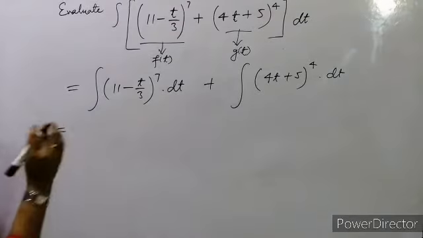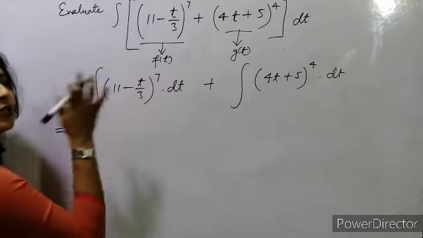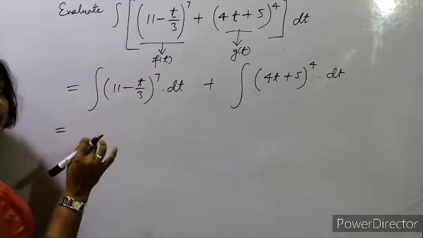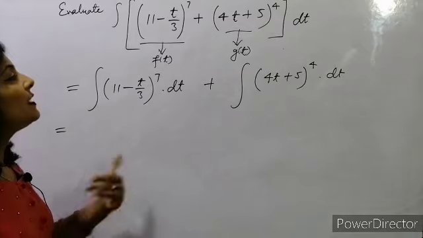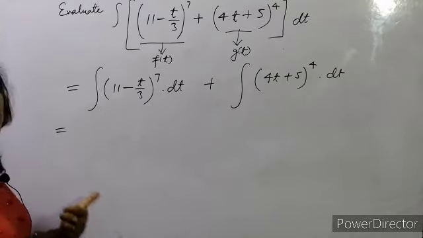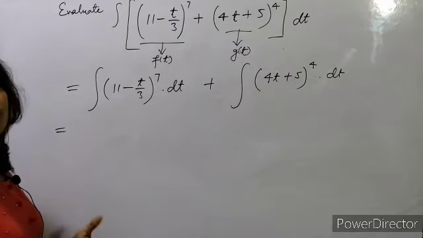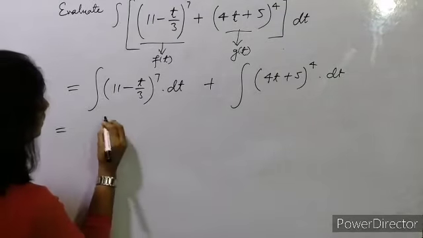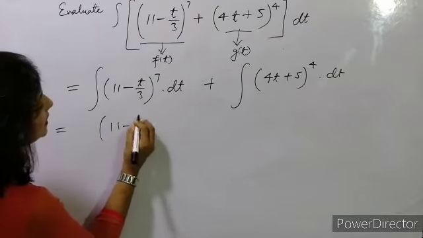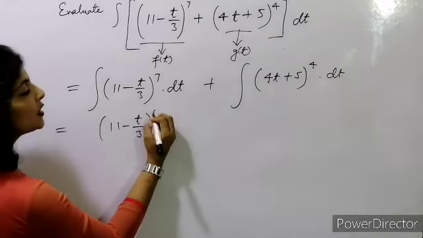Now we have to integrate this. When we have a function to the power n, in differentiation we subtract one from the power, so in integration we have to add. So first of all, (11 minus t) divided by 3 to the power 7 will become 8.